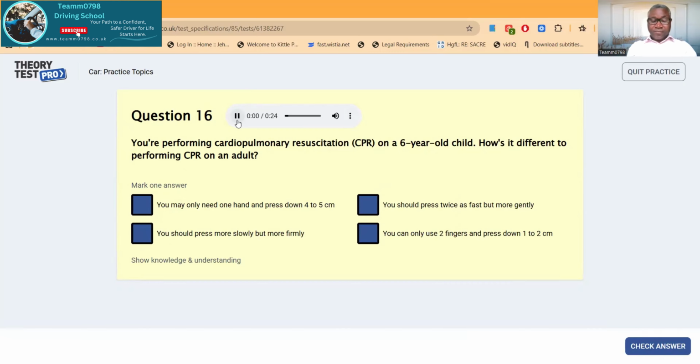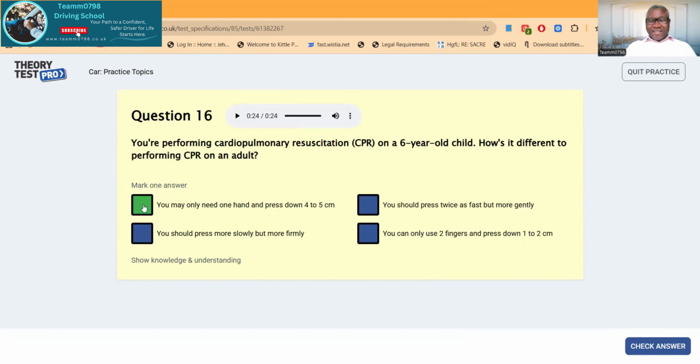You're performing cardiopulmonary resuscitation, CPR, on a 6-year-old child. How is it different to performing CPR on an adult? You may only need one hand and press down 4 to 5 centimeters. You should press twice as fast but more gently. You should press more slowly but more firmly. You can only use 2 fingers and press down 1 to 2 centimeters.